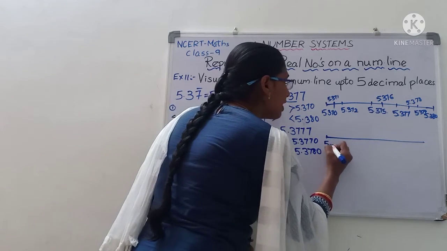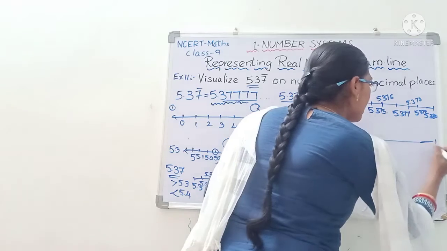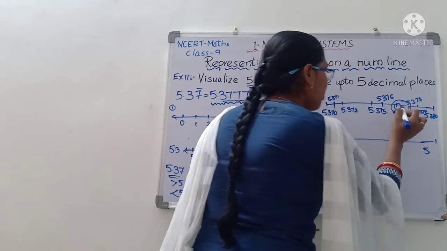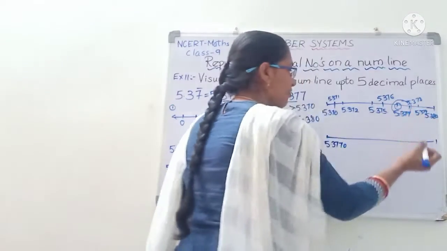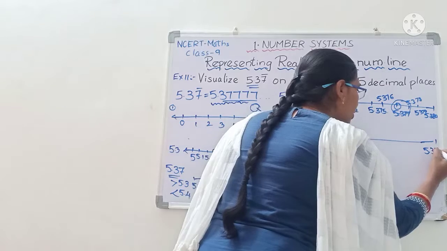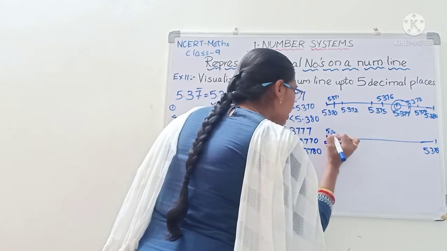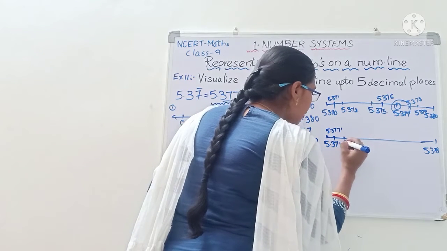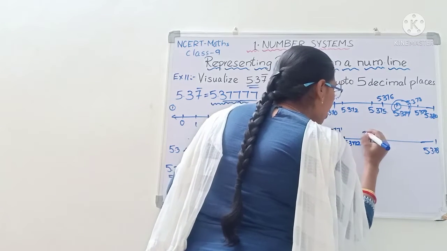Divide it into 10 parts. 5.3770. This is in between these two, children. So between 5.3770 and 5.378 you observe now. Divide it into 10 places. You get 5.3771. Then 5.3772. You will get somewhere what?